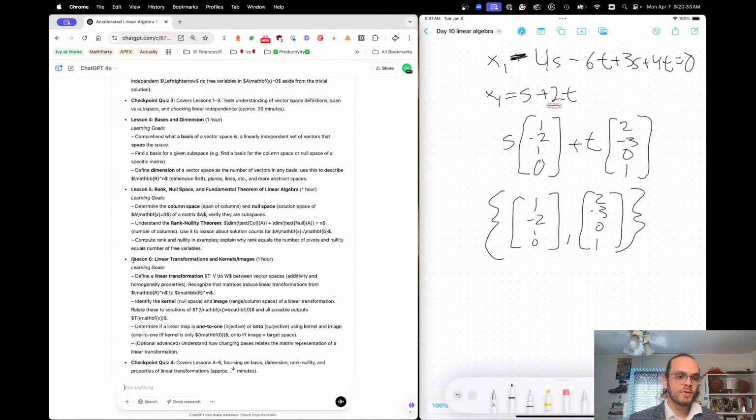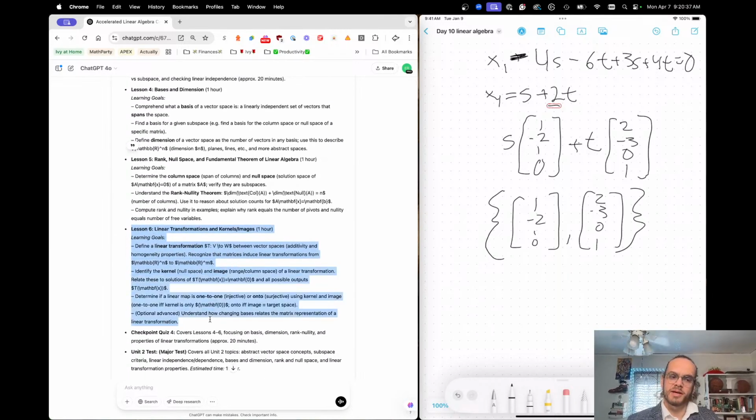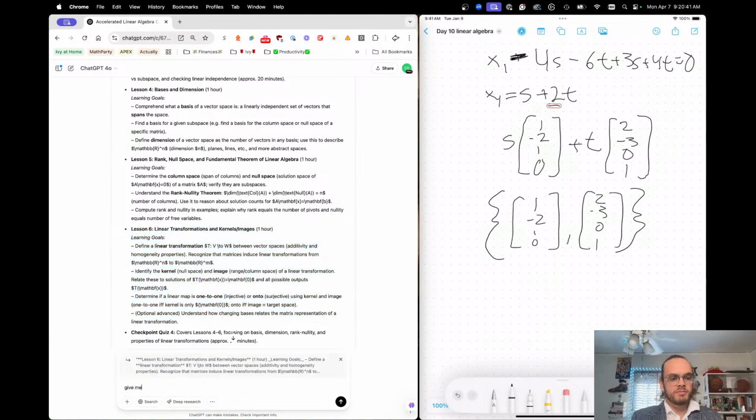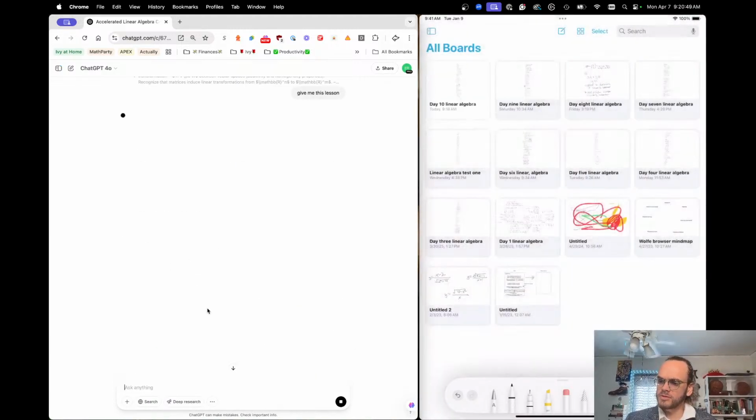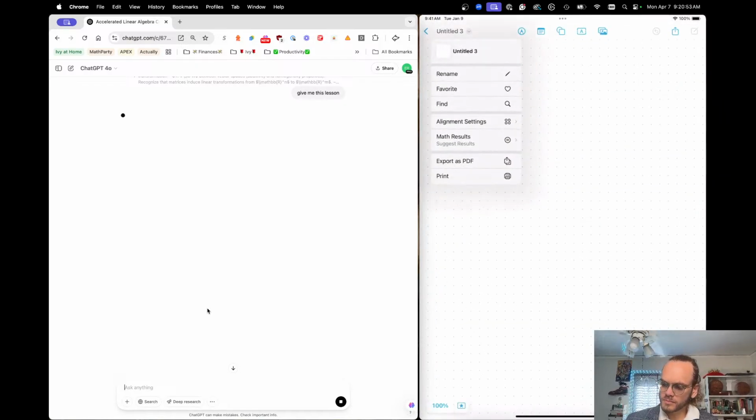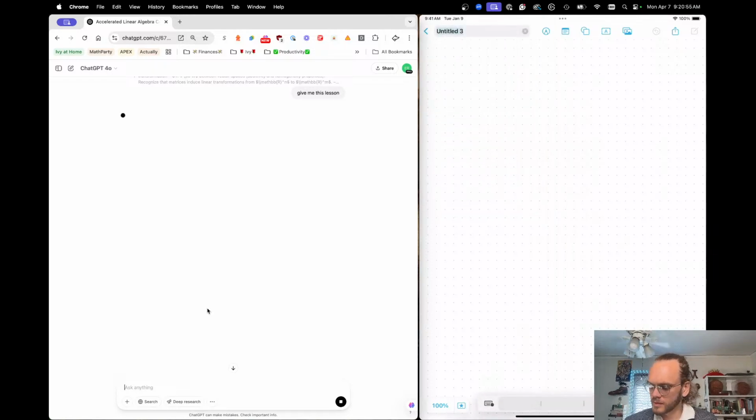So without further ado, today is linear transformations and kernels/images. Okay, we got some new terminology. I'll tell you right now, this is going to be intense. So give me this lesson. Define a linear transformation, identify the kernel. Okay, so I'm going to make some new notes here. Day 11, linear algebra.